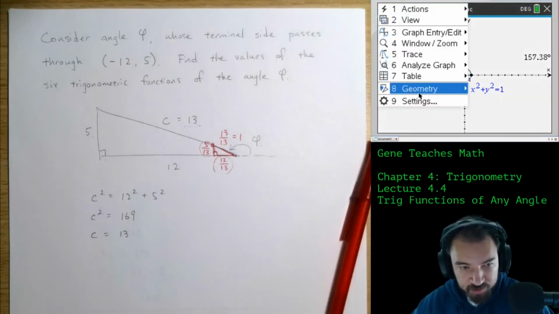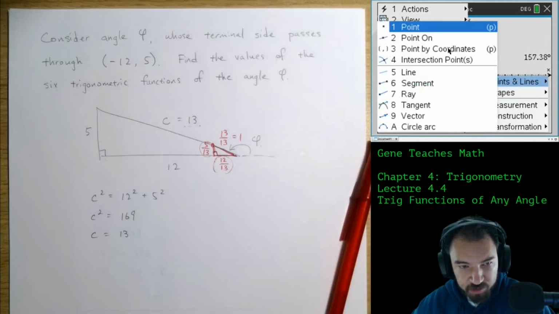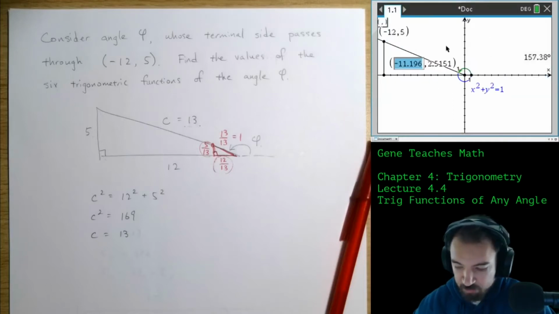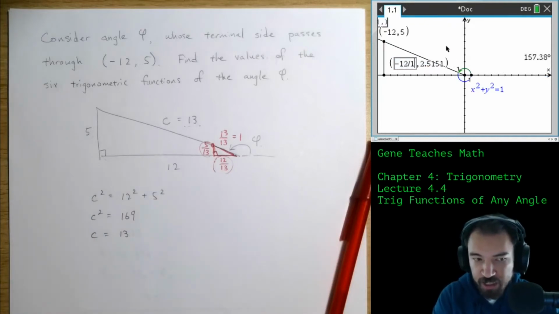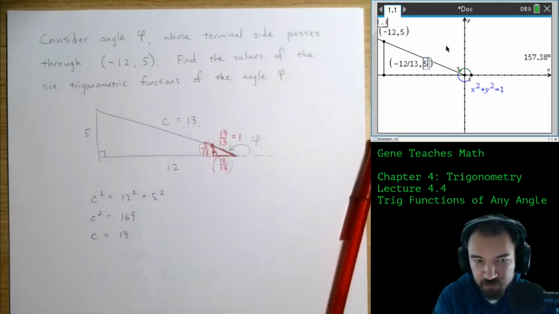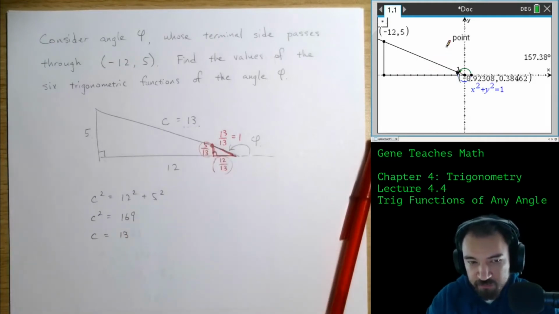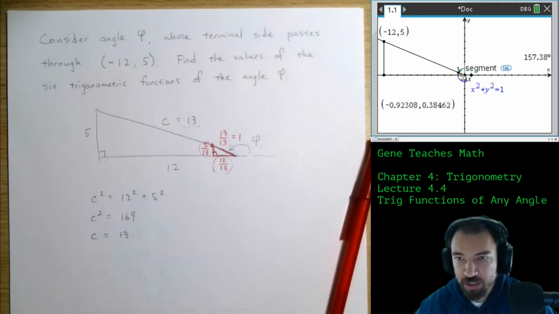Let's test this. In Geometry, I'm going to place a point with coordinates, and I'm going to say negative 12/13 for the x coordinate and positive 5/13 for the y coordinate, and see if that falls right on the unit circle. Get the label out of the way, and it does. That's our point right there, perhaps a little bit hard to see because of the size.